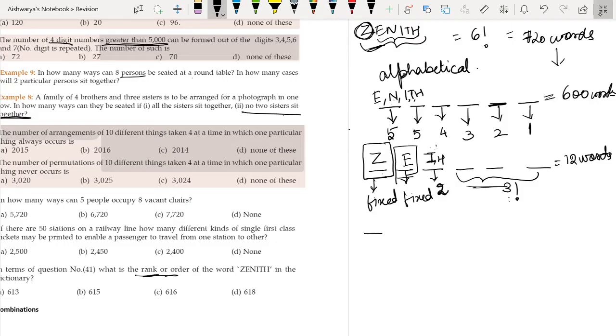Okay. Now let us explore some more possibilities. Z is fixed, E is fixed.